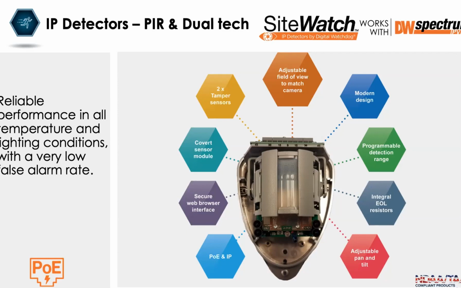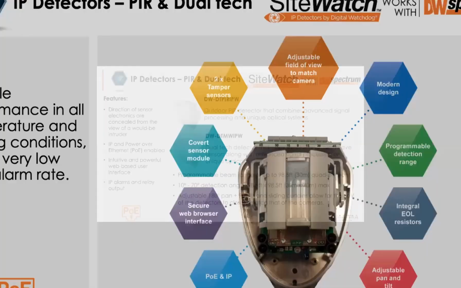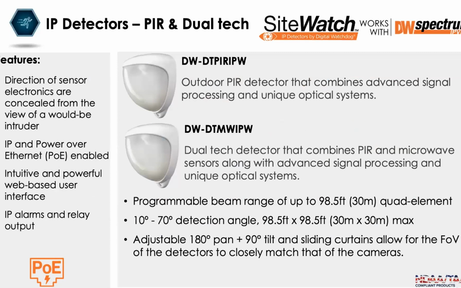And talking about reducing false alarm rate and creating detection zones with that adjustable pan tilt head. So we do have two products, as I mentioned. We have the PIR as well as the dual tech, which uses PIR and microwave technology. The range on this is about 100 feet. And again, PoE powered, browser interface, IP alarms, as well as relay alarm outputs on the sensor as well.